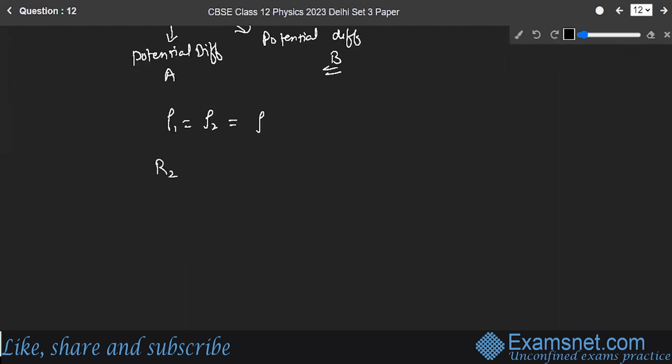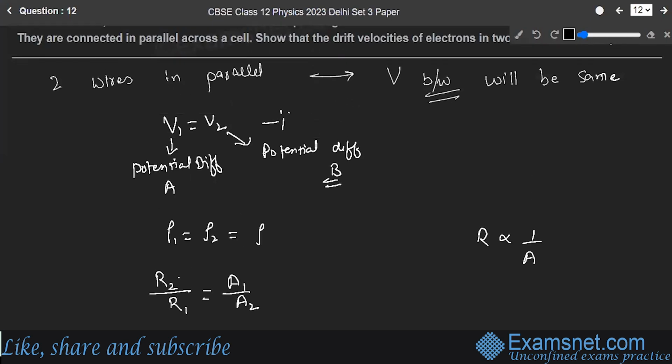So the ratio of the resistance will be equal to, because the resistance is inversely proportional to area, R2 upon R1 is equal to A2 upon A1. Let's say this is equation 1 and this is equation 2.